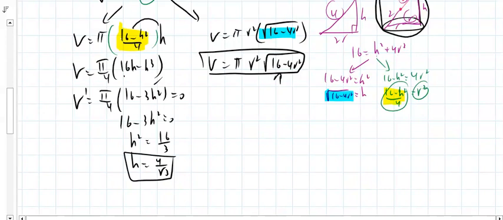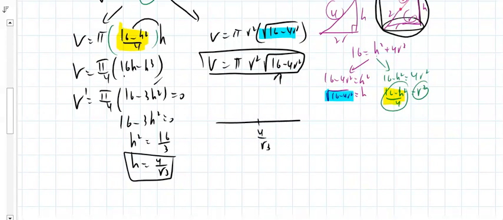If h equals 4 divided by radical 3, if I pick a point to the left, let's say I pick 1 and put it in there, 16 minus 3 is positive. And if I go to the right of 4 divided by radical 3, let's say I pick 4, 4 squared is 16 times 3, that's 48, that's negative. So I have a maximum volume.